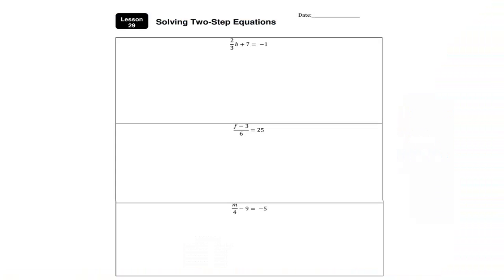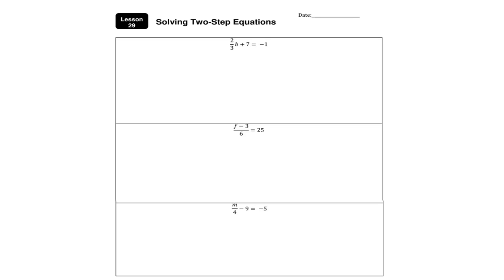Hey everybody, welcome back. This is lesson 29, solving two-step equations, part 2. These kinds of equations are going to include two steps as well, but they look slightly different and involve a little bit different techniques than what we've used in the last lesson.